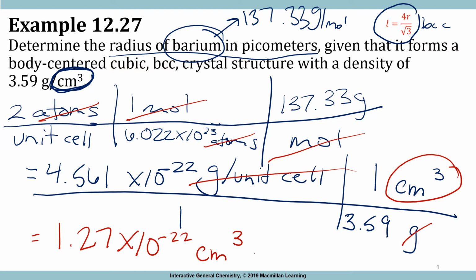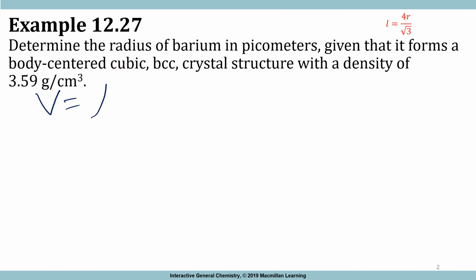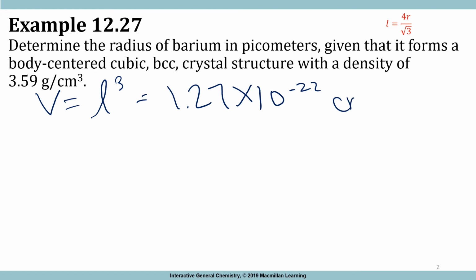So we're trying to go from centimeters cubed all the way to picometers of the radius. So before we do that, we need to understand that centimeters cubed is equal to the edge length cubed, because that is the volume. So we need to figure out what is the edge length so we can then plug it into that equation and calculate the radius. So volume equals the edge length cubed, and that is 1.27 times 10 to the minus 22 centimeters cubed.